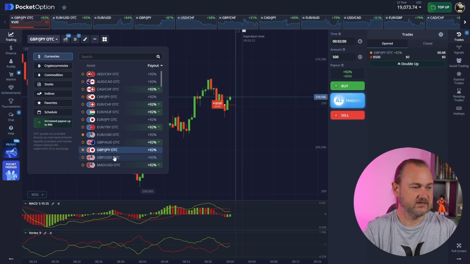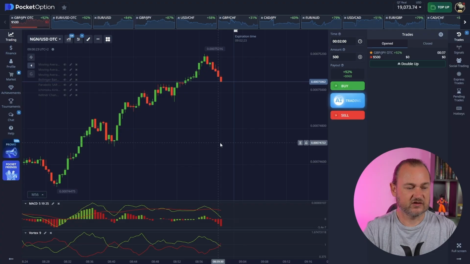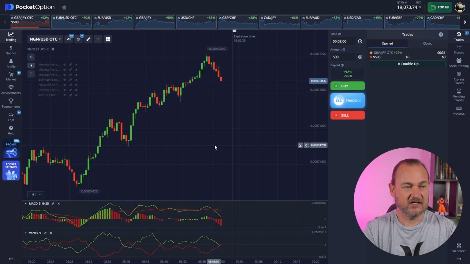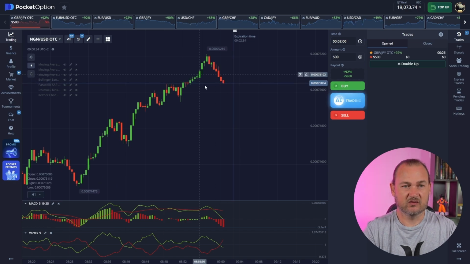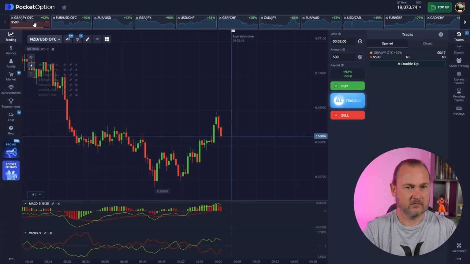While it's open, let's see if we can find some other entries. Okay, so we do have a bearish crossover on the vortex here. I am very hesitant to take this entry though, because we are in a strong upwards move. The MACD has crossed over 3 candles, 4 candles back already. So I'm not going to take a sell trade there. A couple of seconds left.